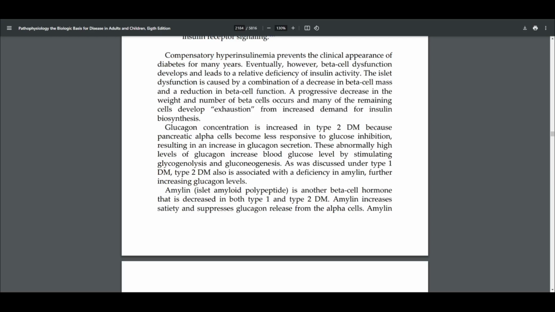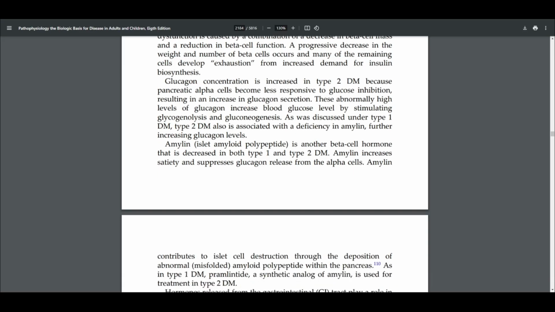Your glucagon concentration is increased in type 2 diabetes because pancreatic alpha cells become less responsive to glucose inhibition, resulting in an increase in glucagon secretion. These abnormally high levels of glucagon increase blood glucose level by stimulating glycogenolysis and gluconeogenesis, as was discussed under type 1 diabetes. Type 2 diabetes also is associated with a deficiency in amylin, further increasing glucagon levels.